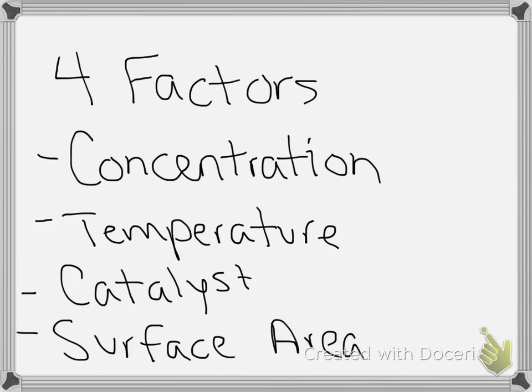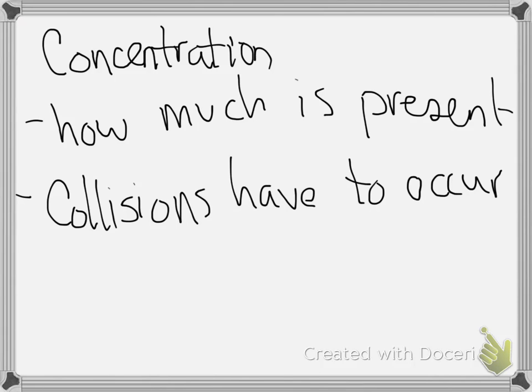First part, there are 4 reaction rate factors. There is concentration, temperature, catalyst, and surface area. Concentration tells us how much is present. All right? In order for a chemical reaction to occur, collisions have to take place. If the chemicals that you want to react don't come in contact with each other, they're not going to react. So the more of those chemicals that are present, the more frequent collisions are going to happen, and the more likely you are to have a reaction take place.